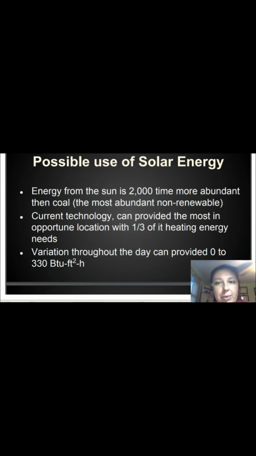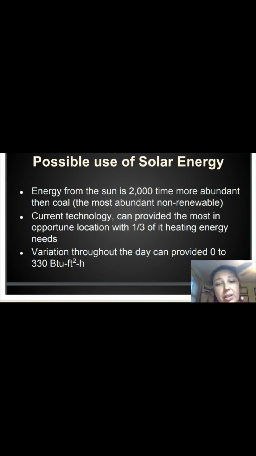So, possible uses of solar energy: it's about 2,000 times more abundant than coal, which means that it's an incredibly viable option. Right now, based on current technology, opportunities in locations with about 1/3 of all heating energy needs can be taken care of by sunlight. And this is with current technology. I don't have to do anything fancy or funky. I can just take advantage of what I have available.